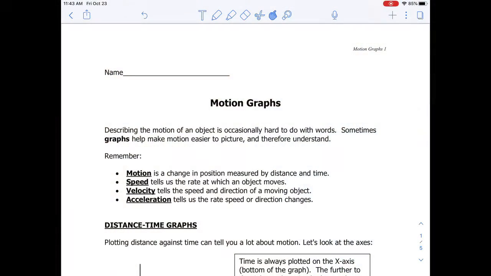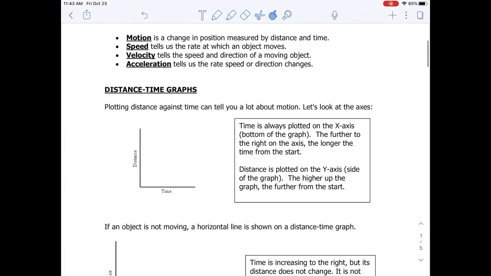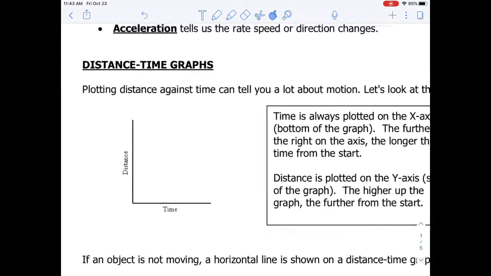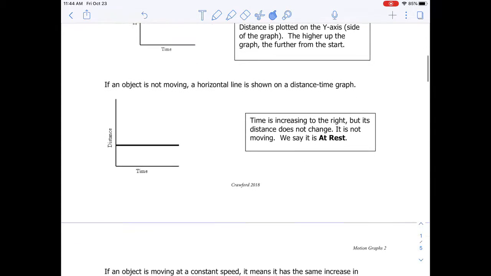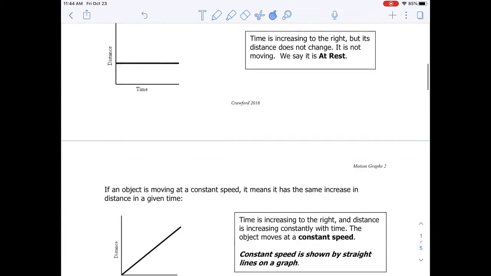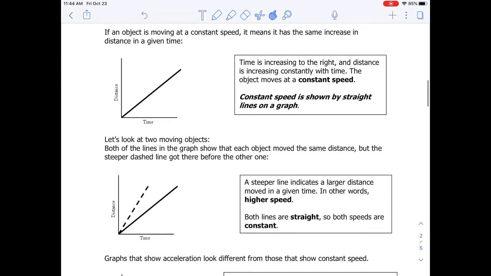Welcome to today's graphing motion exercise. You'll need to download this worksheet here and take a look at these graphs. We're going to start with distance and time, thinking about it, and then looking at what different types of motions would look like on a distance versus time graph.